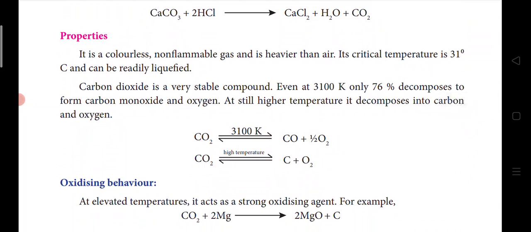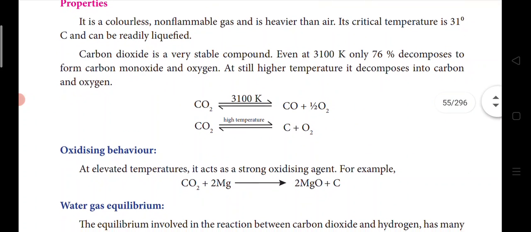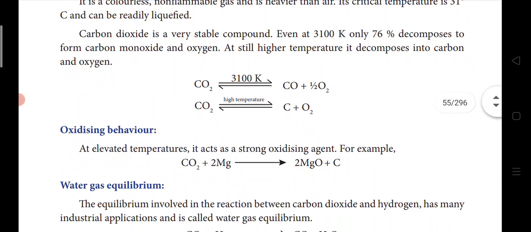In properties, if you see, it is colorless, non-flammable, and it is also heavier than air. Its critical temperature is 31 degrees Celsius and it is readily liquefied. And carbon dioxide is a very stable compound. Even at 3100 Kelvin, only 76% will be decomposed. So see how stable it is. Even at temperatures above 3000 K, it decomposes only 76% to form carbon monoxide and oxygen. At still higher temperature, it decomposes into carbon and oxygen.